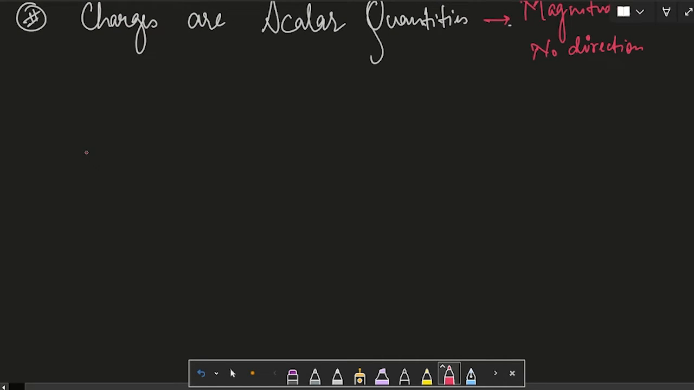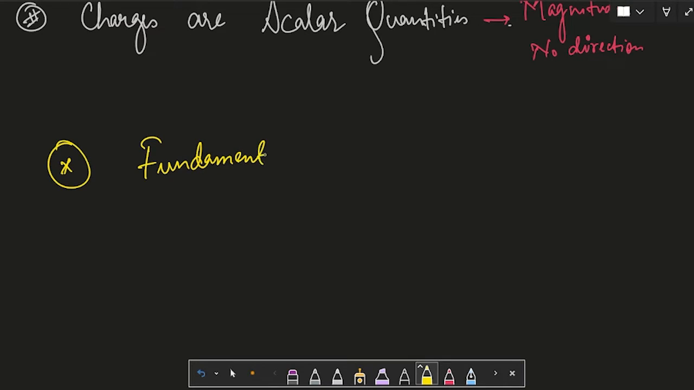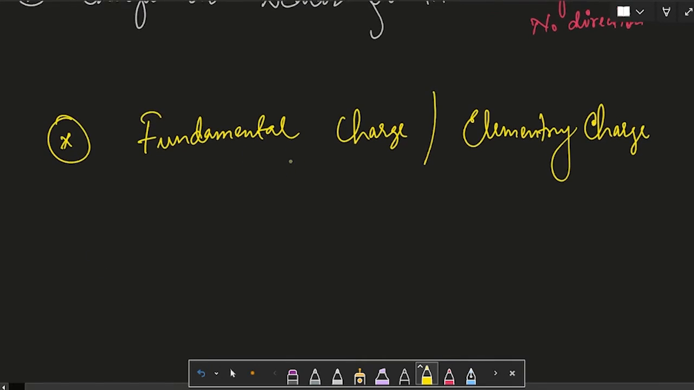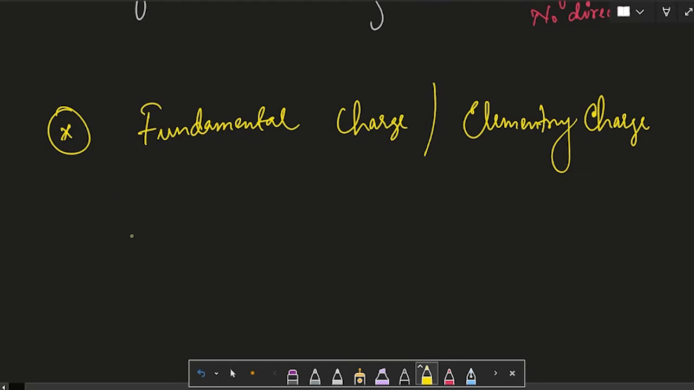Now let's dive into some of the mathematical formulations here. Just before the mathematical formulations, I am going to discuss something very fundamental and important. So just pay attention in this part, okay? I am going to discuss here about fundamental charge. What is this? Fundamental charge is also known as elementary charge. Alright. Elementary charge. What is fundamental charge or elementary charge for that matter?